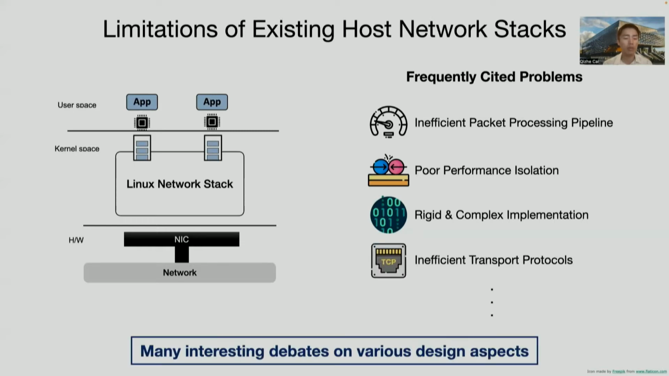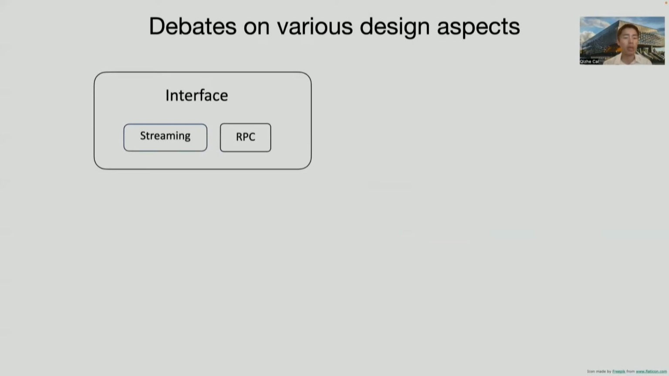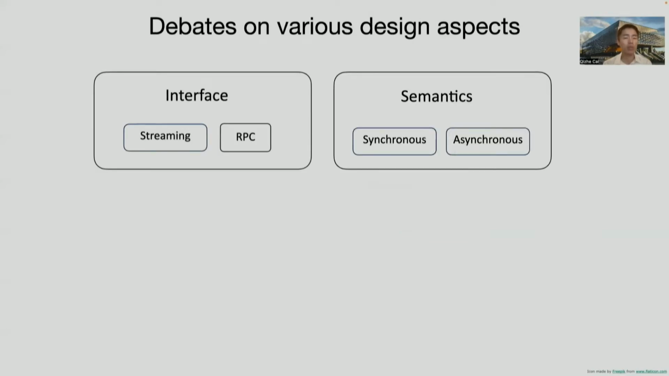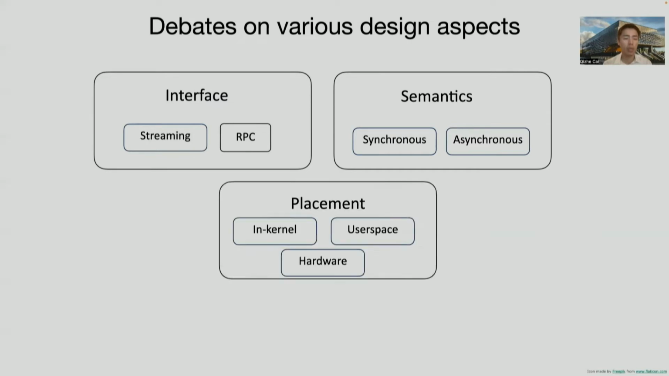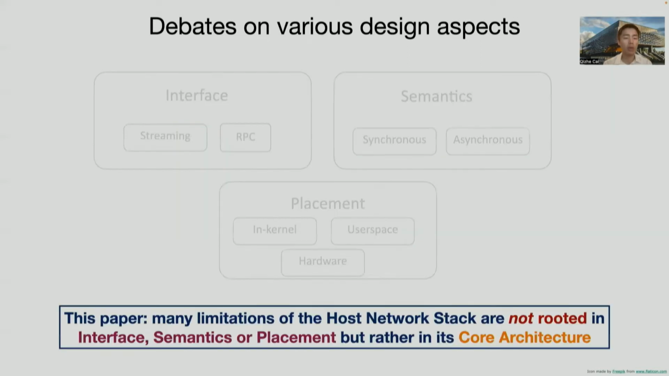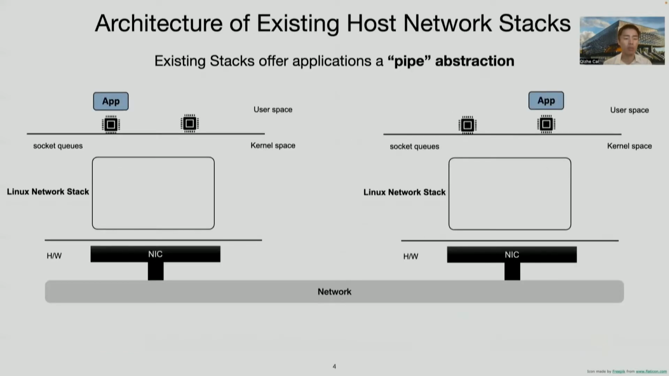This long list of limitations has led to many interesting debates on various design aspects of the host network stack. This includes debates on what the application interface should be, semantics exposed to the application, and finally, the place where the network stack is implemented. In this work, we show that many of the limitations of the host network stack are not rooted in placement, interface, or semantics, but rather in the core architecture of the network stack itself.